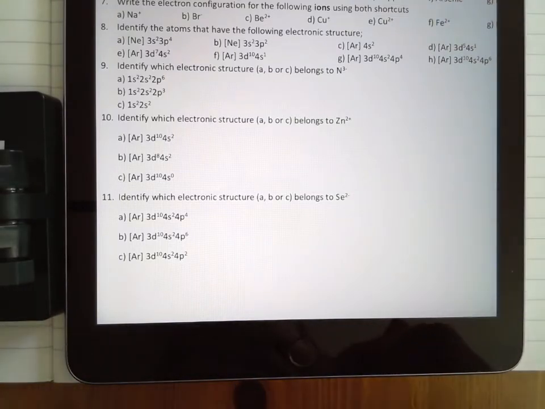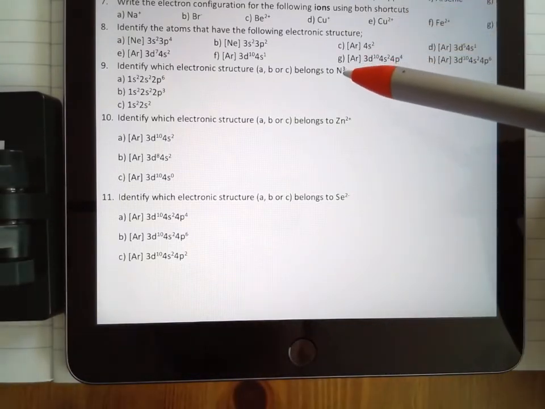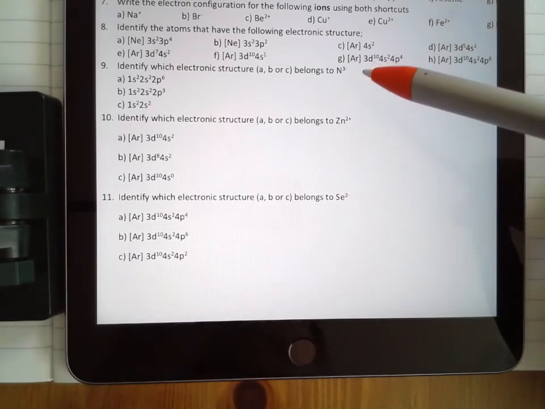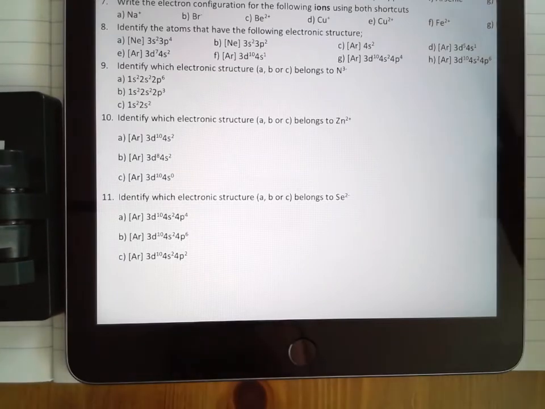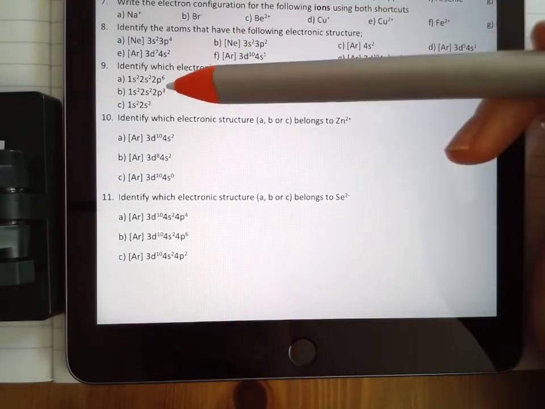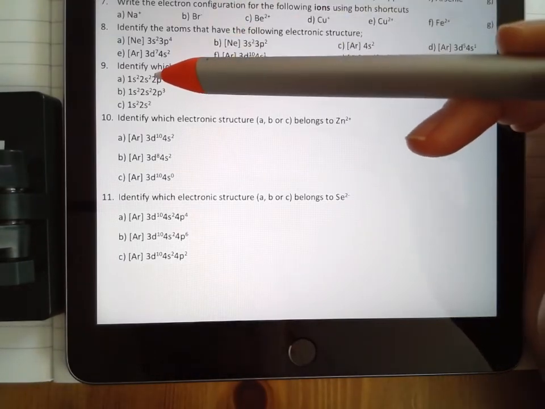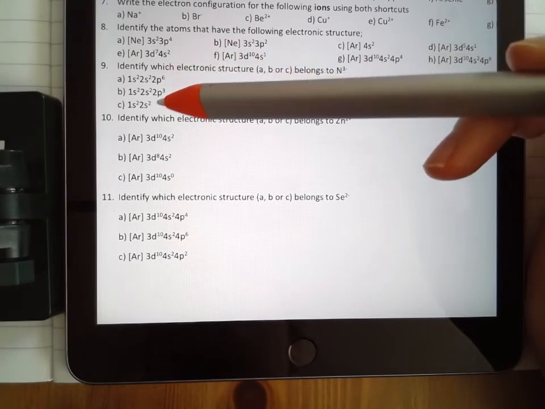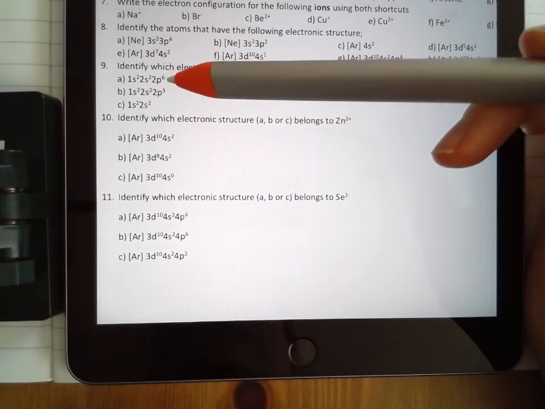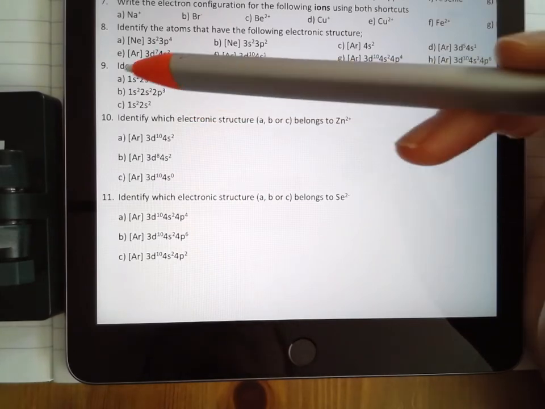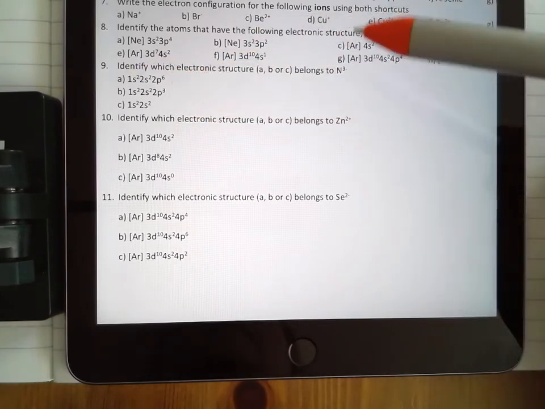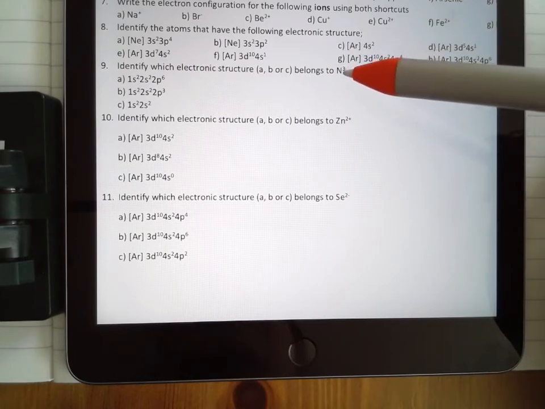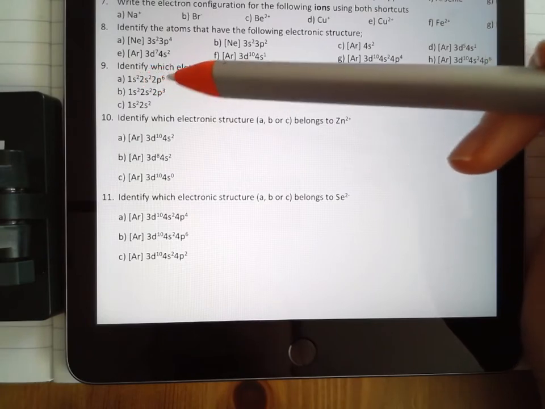Identify which electronic structure belongs to N3-. Okay, so when nitrogen gains 3 electrons, it's going to have a noble gas configuration. So I'm looking for something that has a totally full shell. And when I look at my possible options, 2s2, 2p6, that's totally full. 2s2, 2p3, that is not full. 2s2, that is not full. So straight away, I know my answer is going to be A because I'm looking for a full second shell. If you wanted to do it another way, nitrogen usually has 7 electrons. It's gained 3, so you're looking for 10 electrons in total, 2, 4, 10.